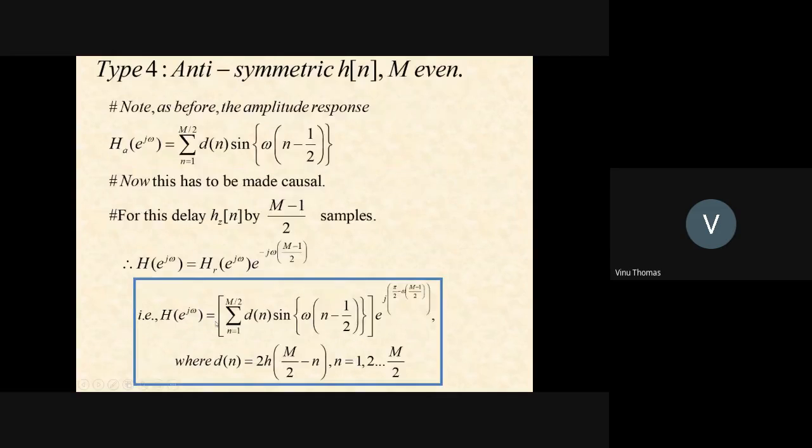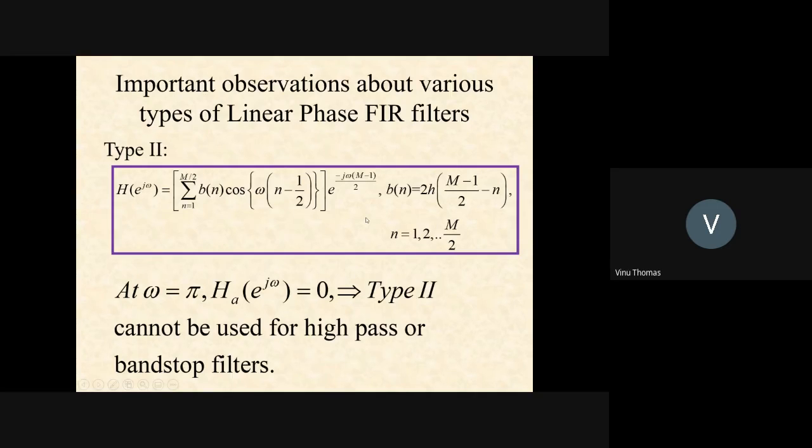So these are the 4 filters that we have seen. Now we will see certain peculiarities about the 4 filters. The type 1 filter is a symmetric filter with an odd number of samples. Type 1 filter can be used to design all kinds of filters: high pass, low pass, band pass, and band stop filters. However, for the other types, type 2, type 3, and type 4, there are certain restrictions.